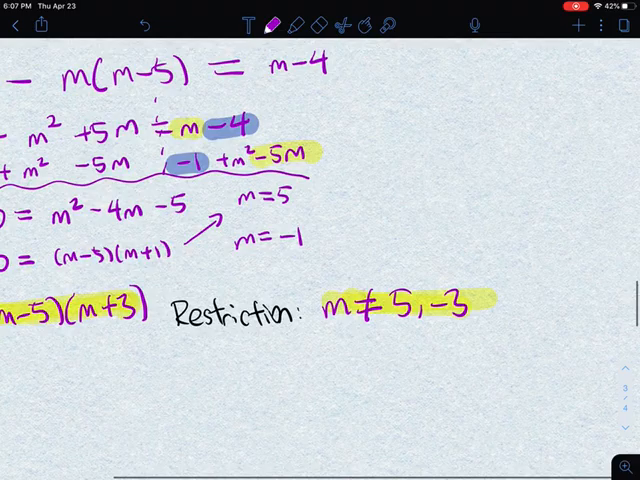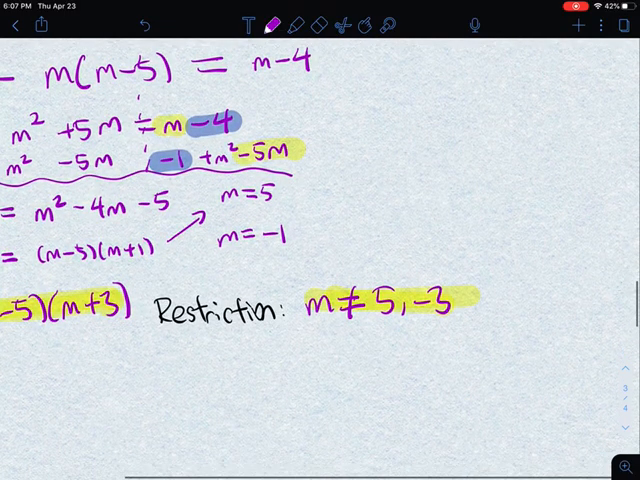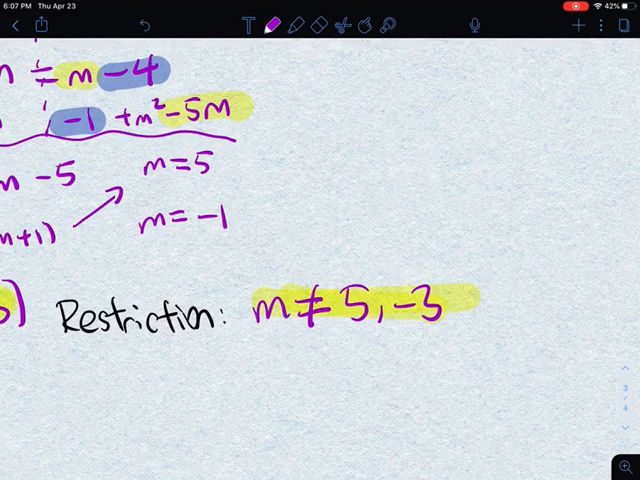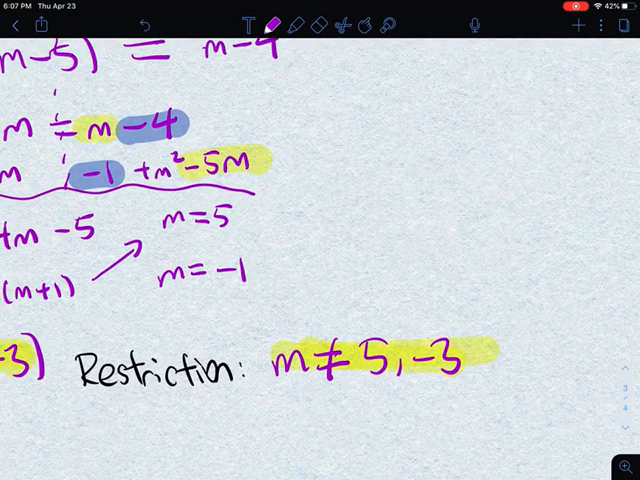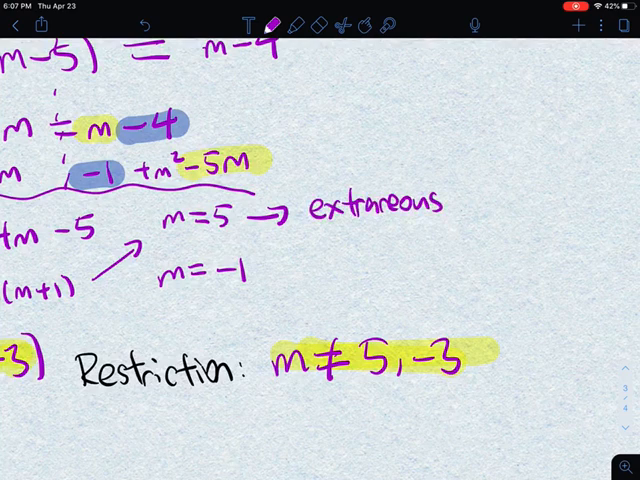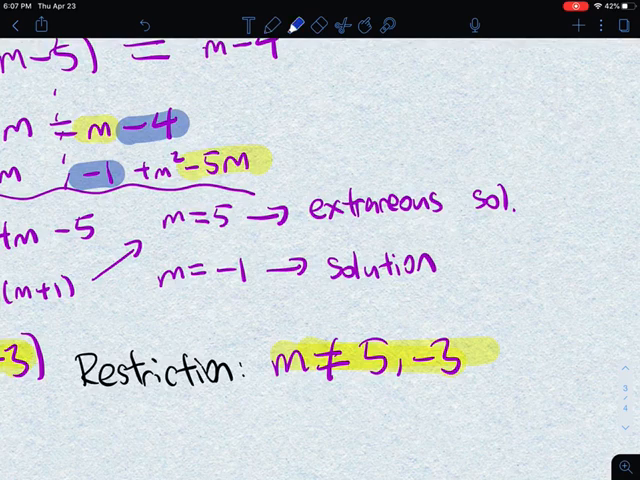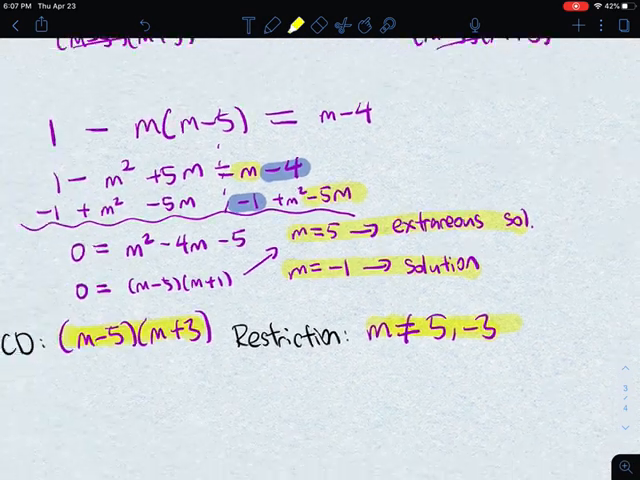All right, and then step 5, check the answers with my restriction. Again, my restriction says that m cannot be 5 or negative 3. But here I did get 5, so then 5 is not a valid solution, so we call that extraneous. And then m equals negative 1, that one is okay because that's not part of the restriction. And there it is. So let me mark that up.